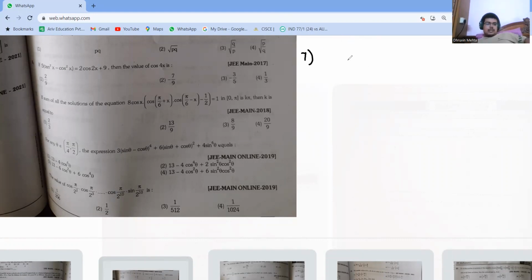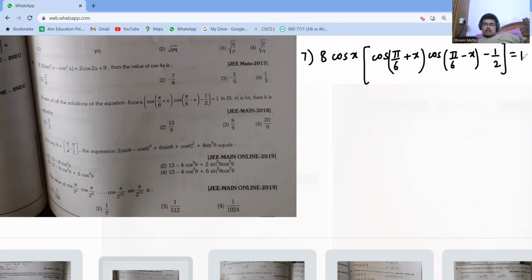Next, seventh one. If the sum of all the solutions of 8 cos x into cos of pi by 6 plus x, cos of pi by 6 minus x, minus half equal to 1. This is the equation. If the sum of all the solutions in 0 to pi is k pi, we have to find the value of k.